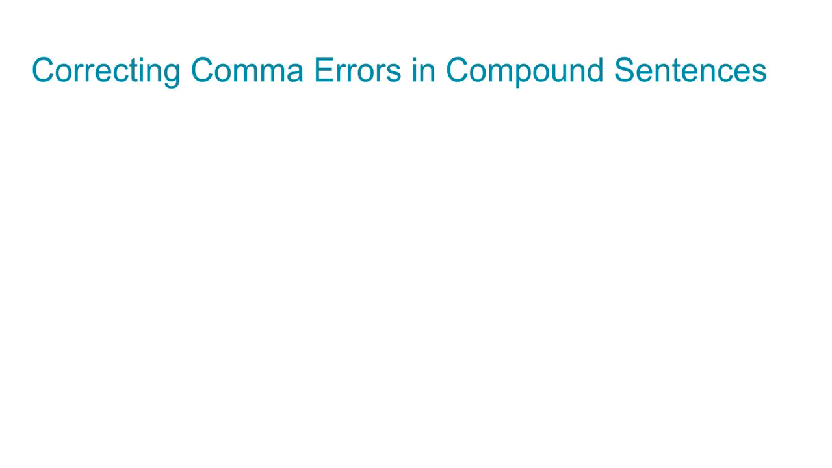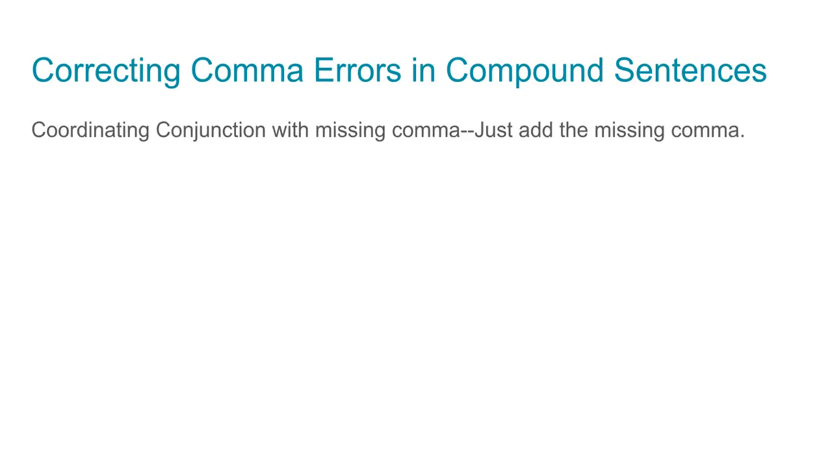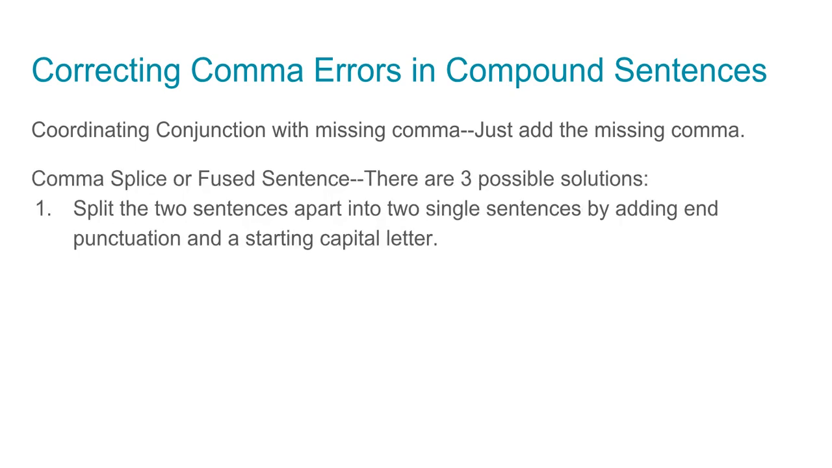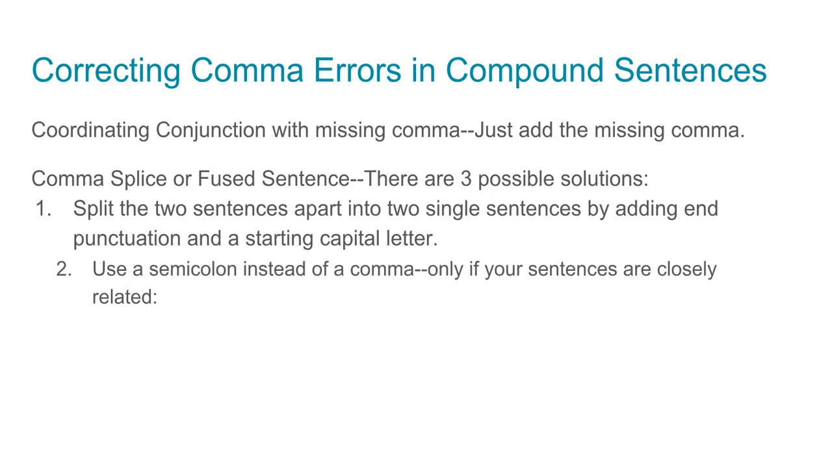To correct the errors in your compound sentences, you need to look at what type of error you have. If you're missing a comma from your coordinating conjunction joined compound sentence, then you just add the missing comma. For a comma splice or a fused sentence, you can use one of three solutions. You could split the two sentences apart and add the end punctuation and capital letter that you need to have two sentences. This is okay if you don't have a lot of simple sentences, but if you need some variety in your sentence structure, you don't want this variety.